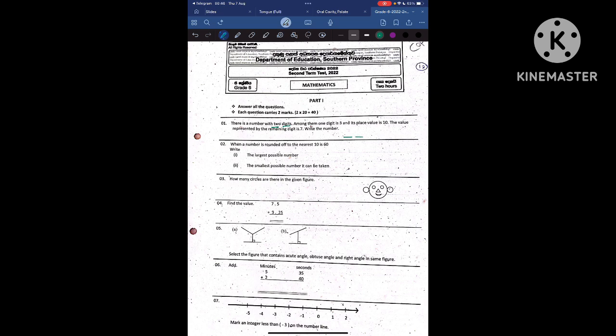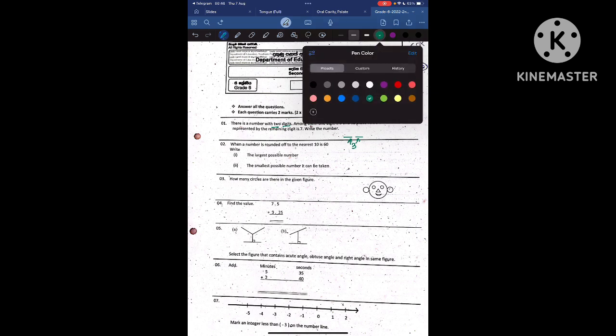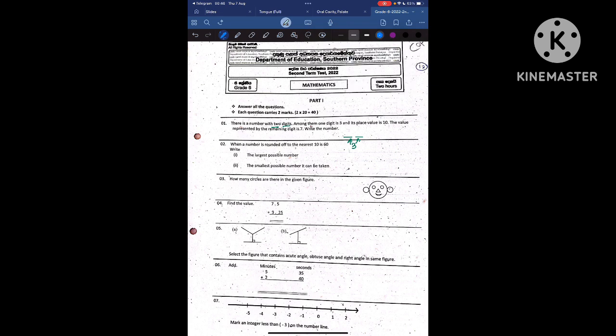Among them, one digit is 3. 3 can be either here or here. Okay, 3 can be either there or there. And its place value is 10. So the 3's place value is 10.